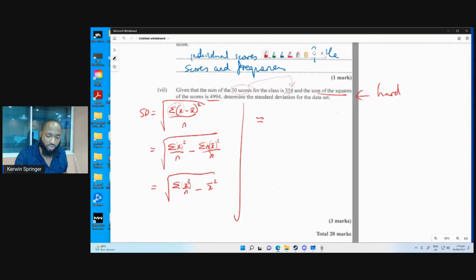So substituting now, this would be the square root of 4994, the sum of these squares, divided by n, which is 30, minus the mean squared. The mean is 354 divided by 30, squared. What does this give me?